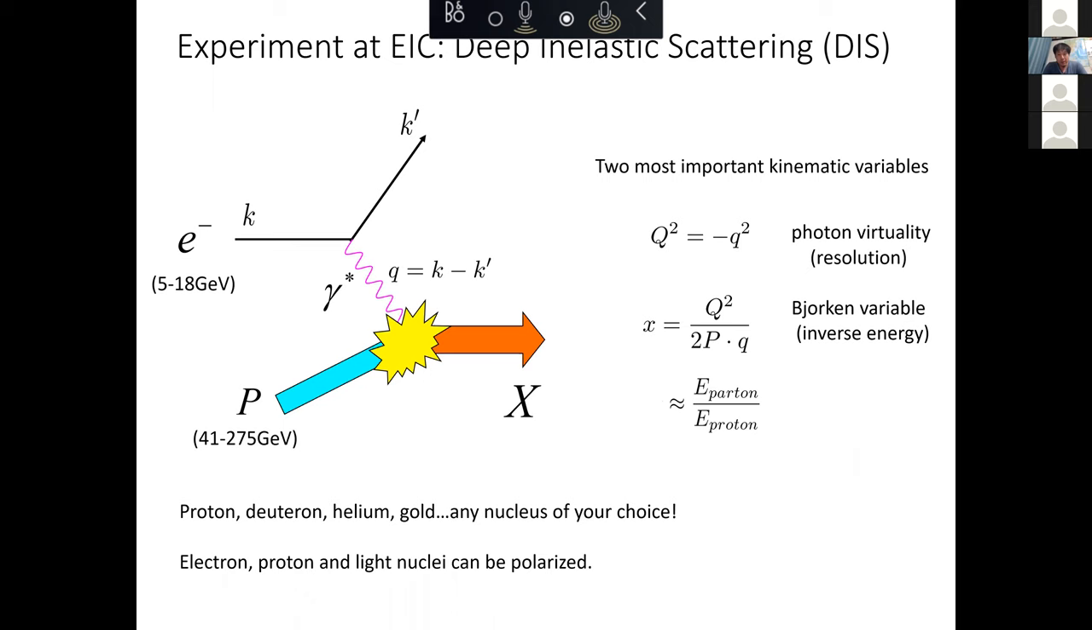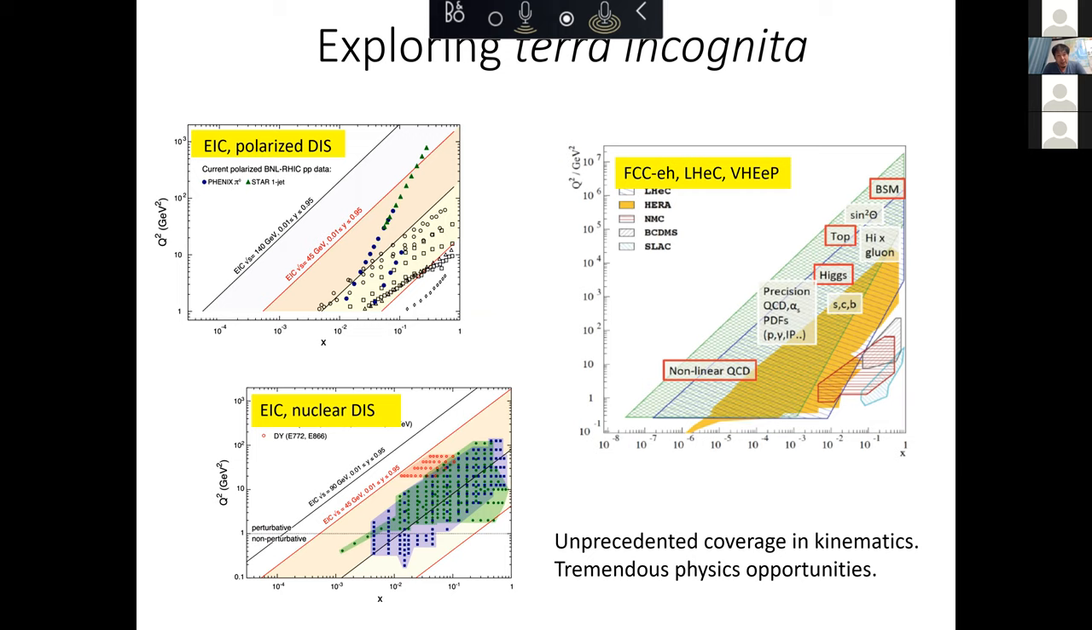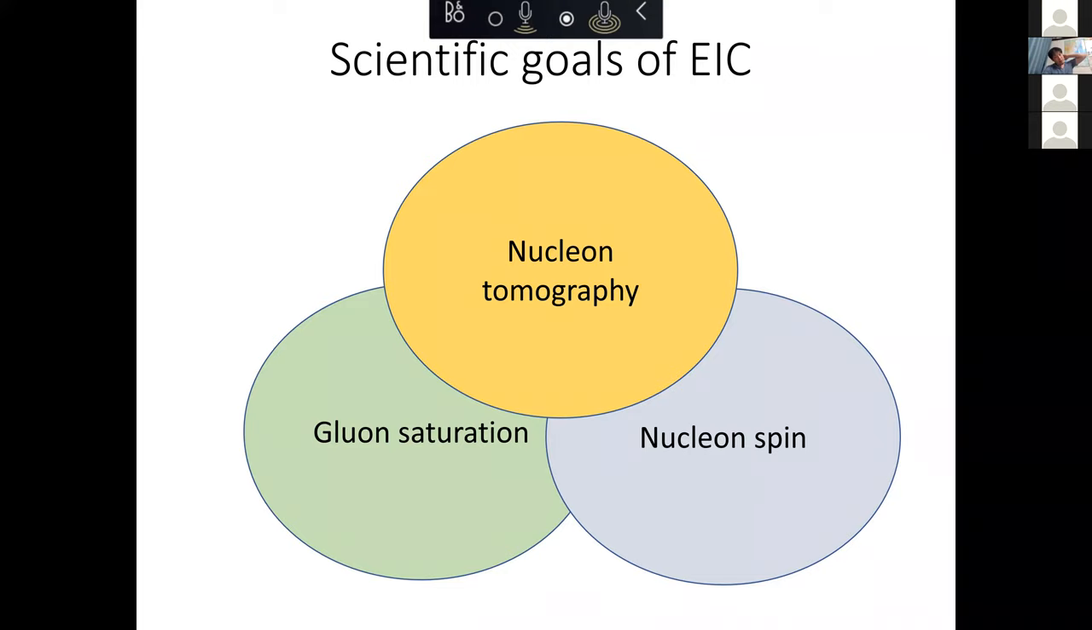Now, the EIC is a very unique machine in the sense that it can significantly broaden the phase space that can be explored in this experiment. If you look at this table, this is polarized DIS and also nuclear DIS where the target is the nucleus. You can see that the phase space is extended by two orders of magnitude, both in x and Q squared. So in that sense, this is an unprecedented experiment, and there are tremendous physics opportunities associated with it. Let me briefly, very briefly, walk you through the main scientific goals of the EIC, which I summarized in three pillars. And I will walk you through each of these topics one by one.